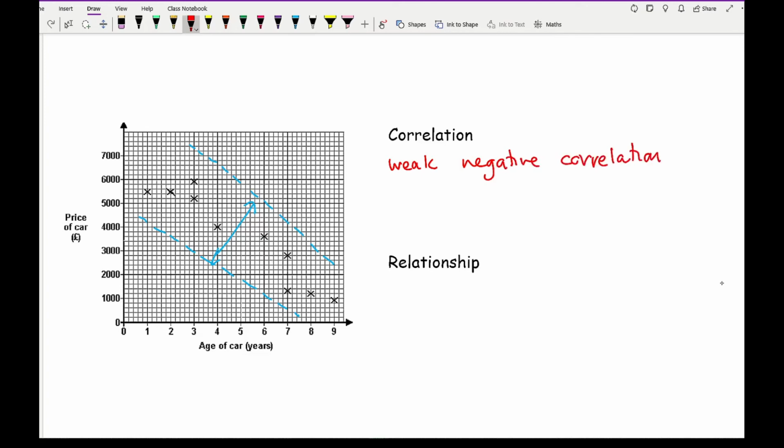Well, it means that as a car gets older, so in other words, as age increases, the value, which is our y scale, decreases. So with negative correlation, as one gets bigger, the other gets smaller.